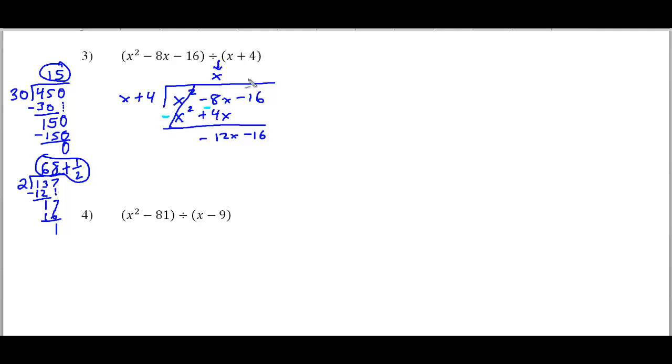Now, in my next spot right here, I'm going to try to multiply just like I did with my 2 and my 30. I'm going to ask in this spot here, what number do I multiply by to get my x to look like negative 12? And to get my x to look like negative 12, I'm going to have to multiply by, unsurprisingly, negative 12. So negative 12 times x is negative 12x, and negative 12 times positive 4 is going to be negative 48, because negative times positive is negative.